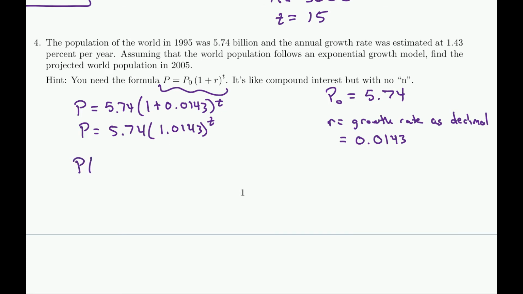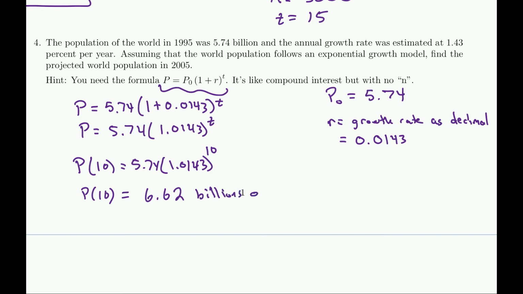So the population, when you put in a 10, is 5.74 times 1.0143 to the 10. You punch that again into a calculator. I'm not going to go over to Wolfram Alpha. I'm just going to type it in right here. My calculator, 1.0143, close parentheses, to the 10th power. And I do this and I get 6.62, let's say, and that would be in billions of people.